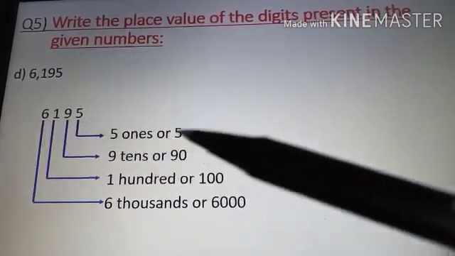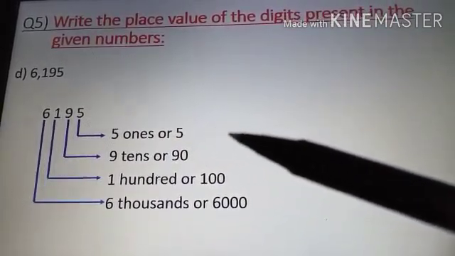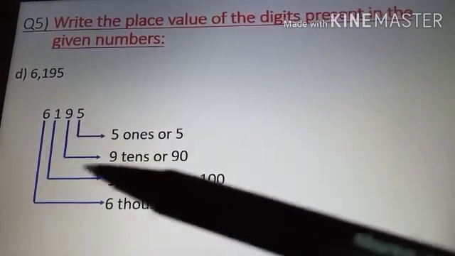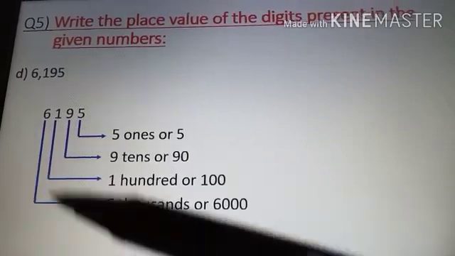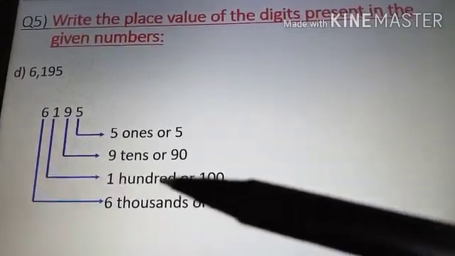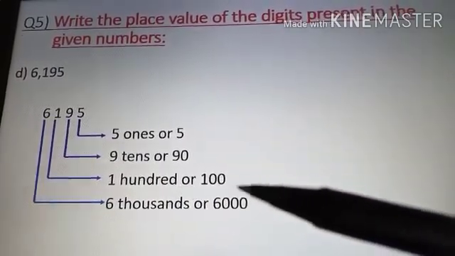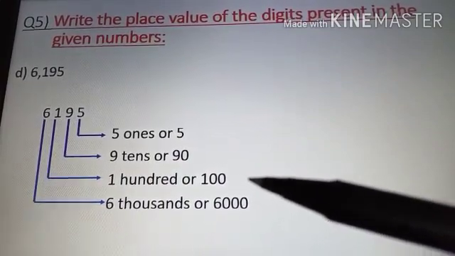5 is at the ones place, or you may write 5. 9 is at the tens place. You may write 9 tens or 90. 1 is at the hundreds place. So you will write 1 hundred or 100, that is 100.